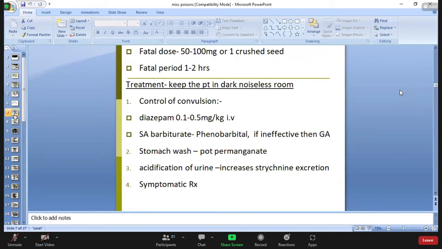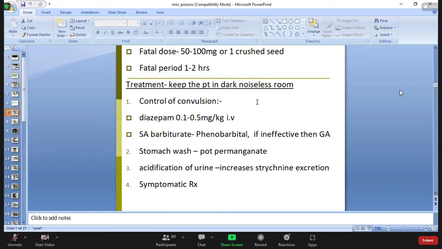Okay, so since perception is increased, to treat a person, to make the person calm, he or she is placed in a dark, noiseless room.